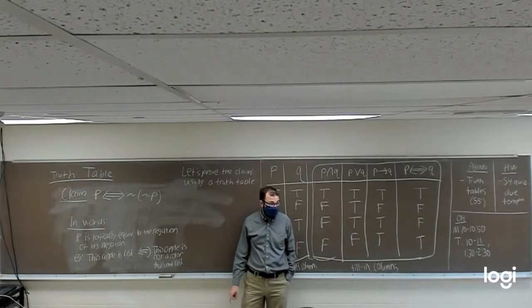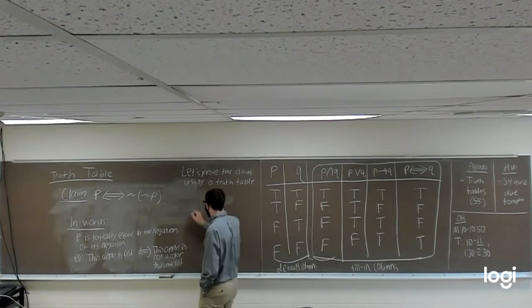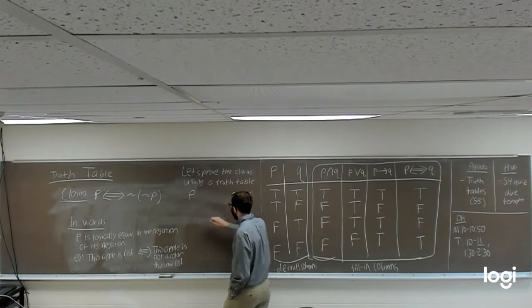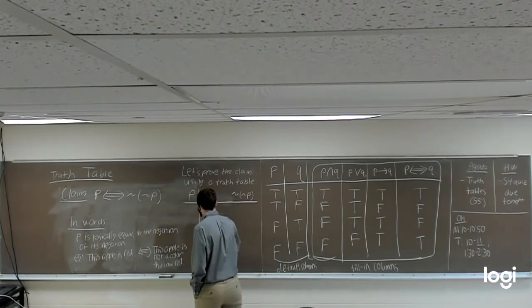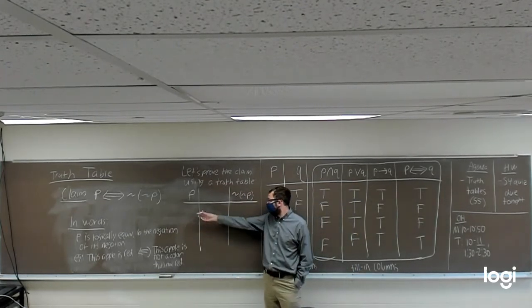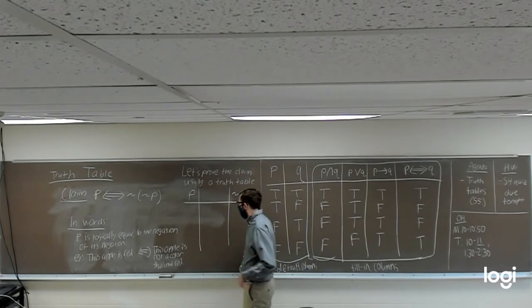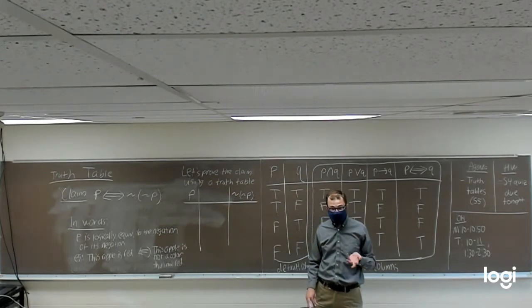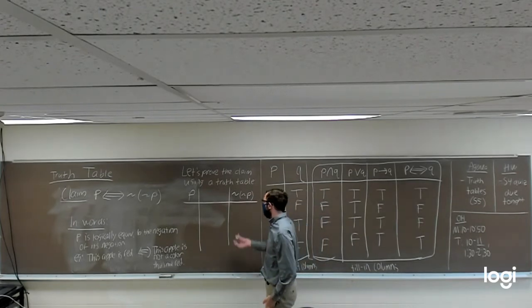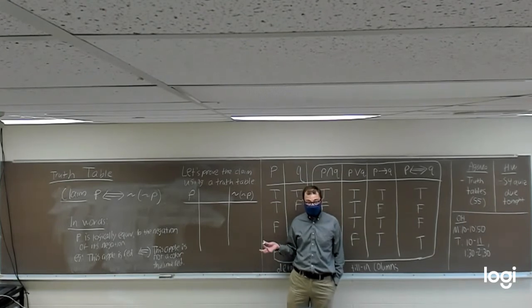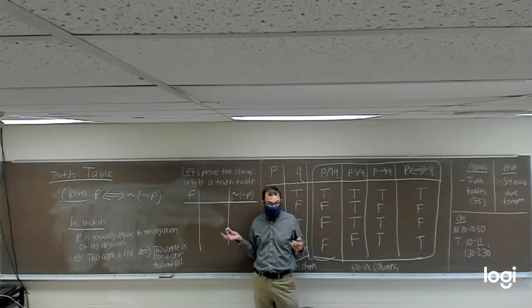So we need to construct a table, and we're going to need two columns, a column for P and a column for not P. Our goal is going to be to show that the truth values for P and the truth values for not P are going to be the same, meaning we want to show that the P column and the negation of P column are going to be the same in terms of when is one true and when is the other one false.